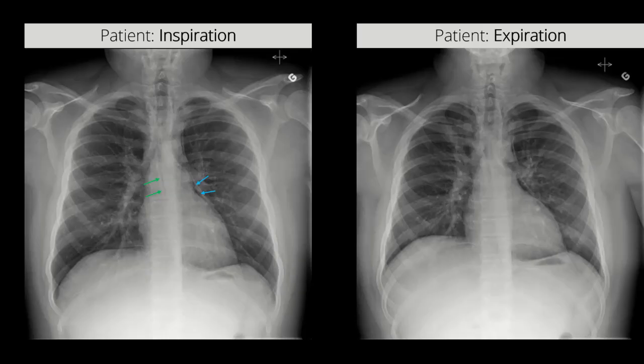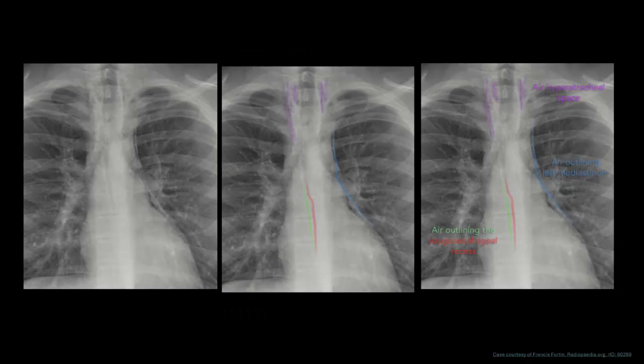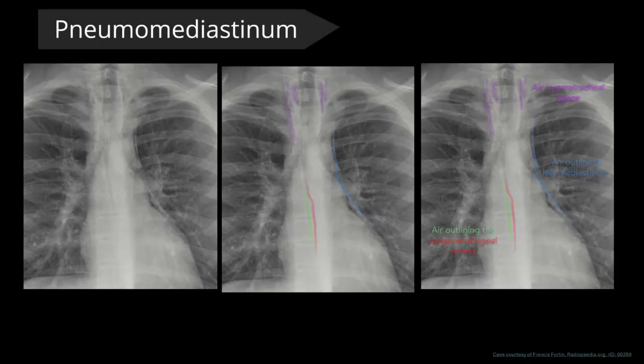On the left inspiration image, we see air between the pericardium and pleura, as well as the azygous esophageal recess. On the right, expiration enhances these findings. The diagnosis for this patient is spontaneous pneumomediastinum.